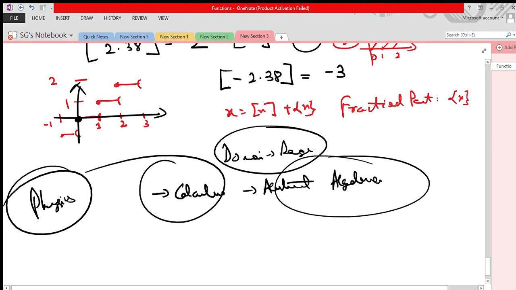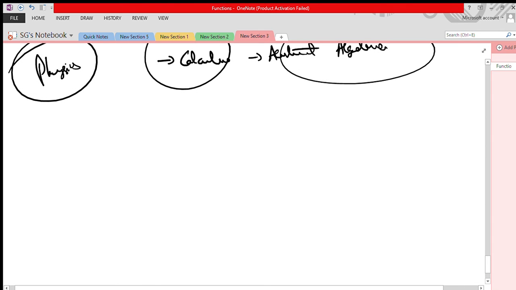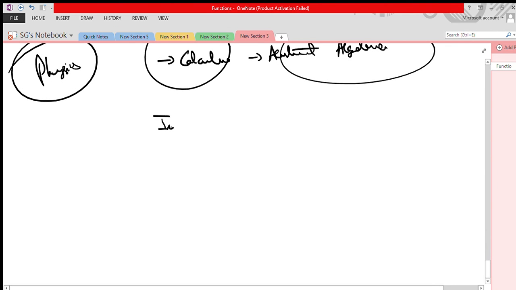So functions, I'm repeating it, basically give you a definition where one element gets transformed to another element. The elements which get transformed belong to the set called the domain. The transformed element is called the range, and the set in which the ranges fall is called the codomain. Clear? Now we will be studying the definition of image and pre-image.